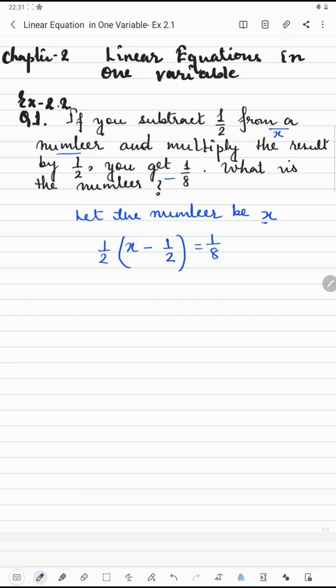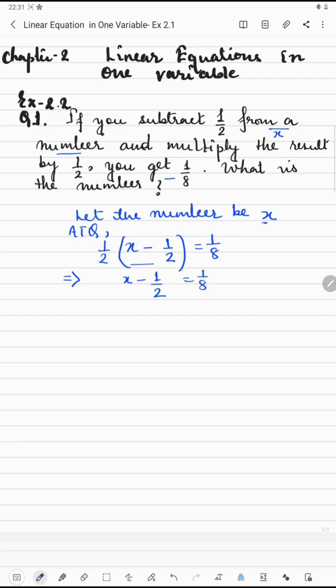Now we will solve this equation to find the number, which is x. Here we will write ATQ, means according to the question. Now this implies sign. At first we will transport 1 by 2 to the other side. As I said in the earlier questions, if a fraction is given and we transport it to the other side, we will have to write its reciprocal. So x minus 1 by 2 is on the left hand side and 1 by 8 is on the right hand side.